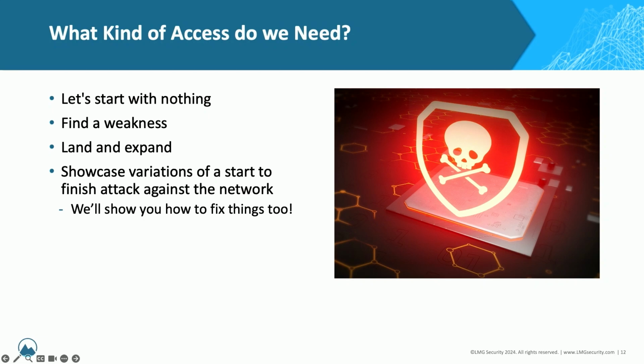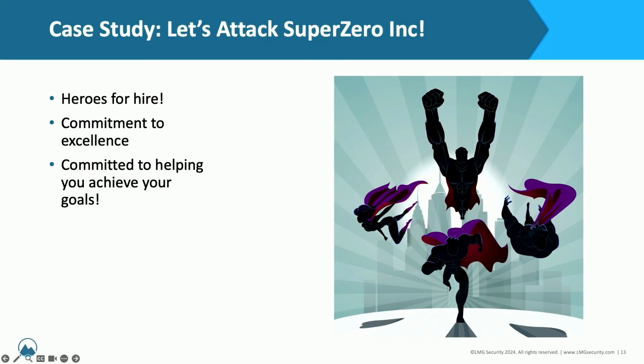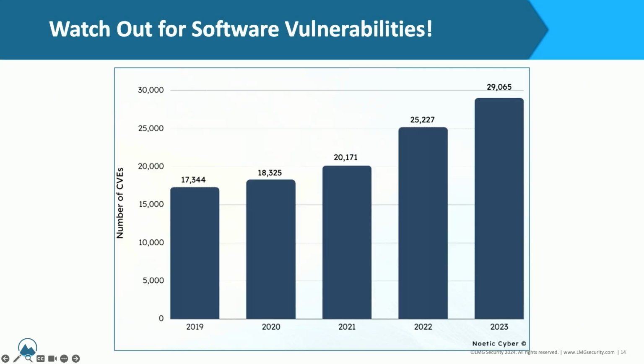And the case study here we're going to use is obviously not going to be a real company. We're going to use a fake one. So we're going to go after a company called SuperZero Incorporated. These are heroes for hire. They have a commitment to excellence, and they are committed to helping you achieve your goals. Sounds like someone you trust with your sensitive data, right? We bring this up because they are going to suffer from a fairly common and widespread vulnerability.